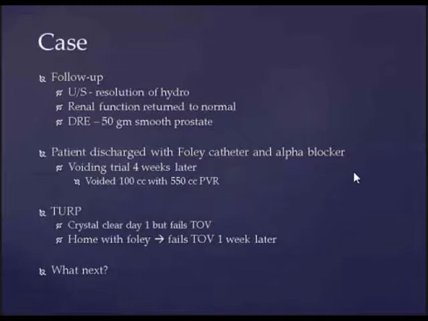So he does get a TURP after we lose some efficiency points there. And it was our chief resident Ryan Flanagan doing it, who does a huge defect. This bladder outlet is open. We know there's nothing left. There's barely any prostate tissue. Crystal clear day one, and we send him home with a Foley because he failed his trial of void. We try him a trial of void again, and he fails again.